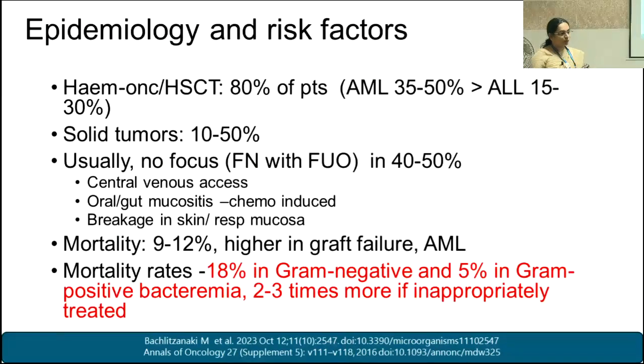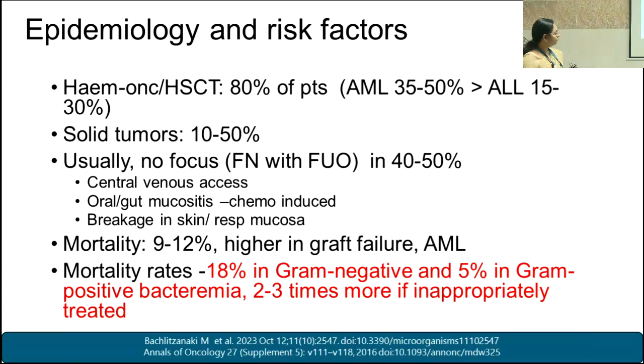Generally, when you examine a patient, you are not likely to find a clinical focus. So it's just going to be like any other FUO syndrome. Sometimes you might see something like a central line, a skin and soft tissue infection, or a pneumonia. Mortality on average is around 9 to 12%. But if we don't treat appropriately, especially if there is a gram-negative sepsis or a gram-positive sepsis, it can be as high as 30 to 40%.